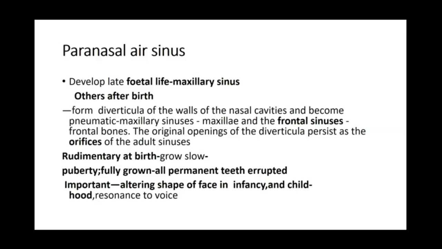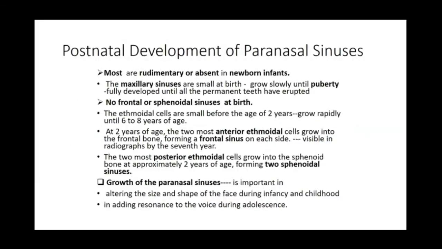So remember, the maxillary sinus is the only sinus which is present at birth, and the rest develop afterwards, and they're very small and rudimentary. So postnatal development of paranasal sinuses: most are rudimentary, that is, present but tiny or absent in the newborn. Rudimentary means they're very small in size or absent in newborn infants. The maxillary sinus is small at birth, grows slowly until puberty, and is fully developed when all the permanent teeth have erupted. There is no frontal sinus and no sphenoidal sinus at birth.